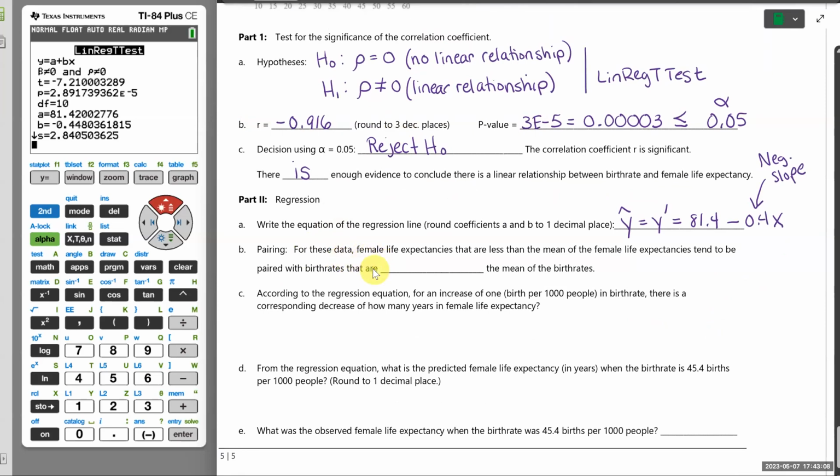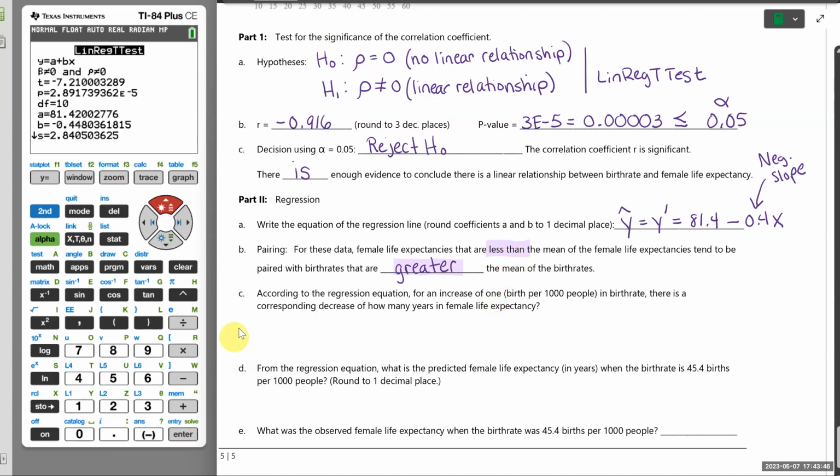So for these data, female life expectancies that are less than the mean of female life expectancies tend to be paired with, because it's a negative slope, I call this opposite pairing. If those are less than the mean, they tend to be paired with the opposite here, which would be birth rates that are greater than the mean. So I just like to think of it as opposite pairing when I have a negative slope.